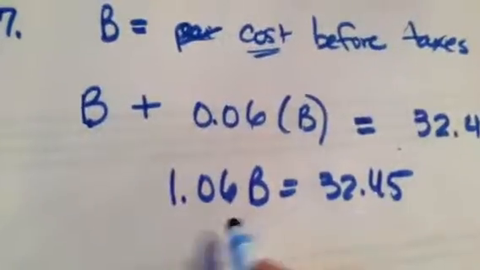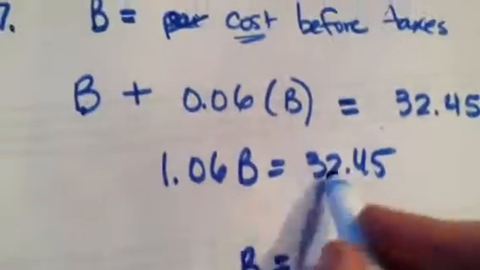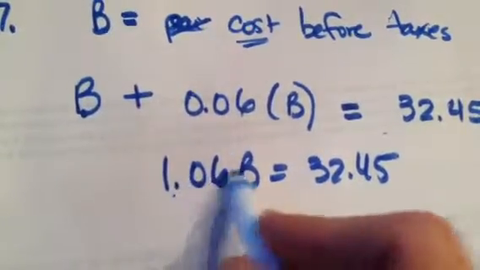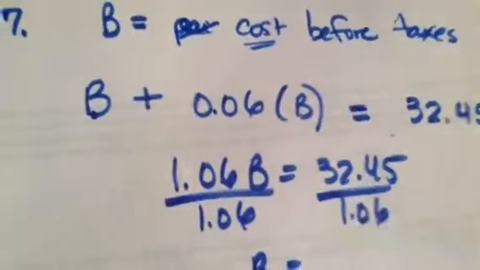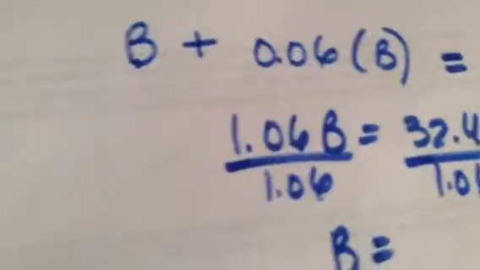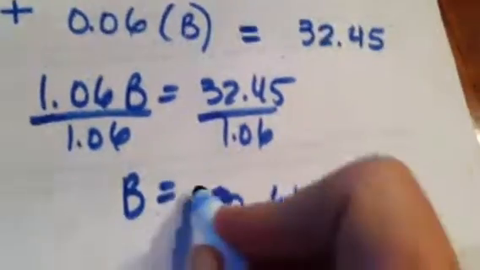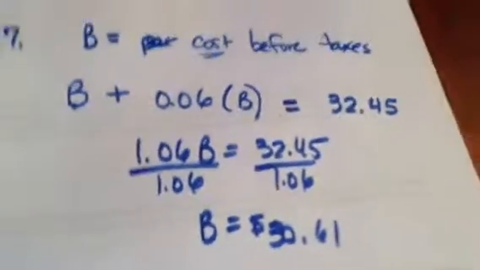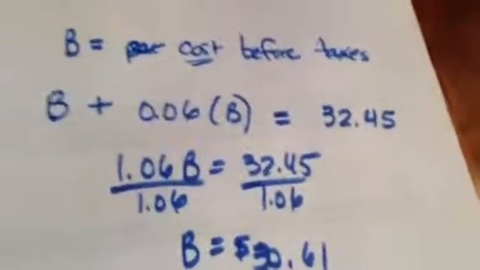$32.45. Hit this in your calculator and see what B is going to equal. How do you hit this in your calculator? That's 1.06 times B, so you're going to have to do the opposite. Divide both sides by 1.06. Hit that in your calculator real quick, and you should get something reasonable, $30.61. Okay, and there you go. So try those. Watch on the website for your actual assignment.